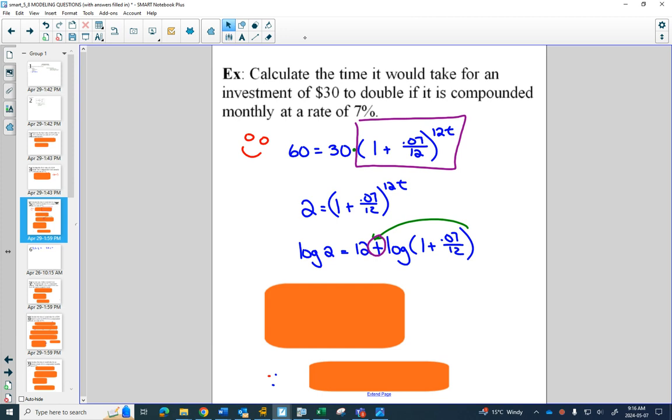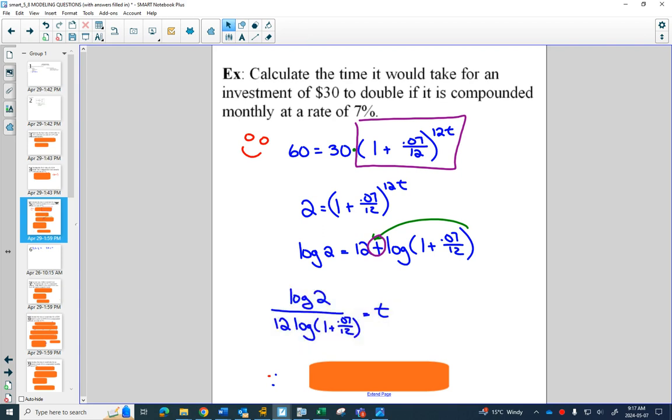The rest of that are numbers. So if I want to get t by itself, I just need to divide. What do I need to divide by? I need to divide by 12, and I also need to divide by that log. That gets my t value by itself, and then I can solve. 9.93 years.